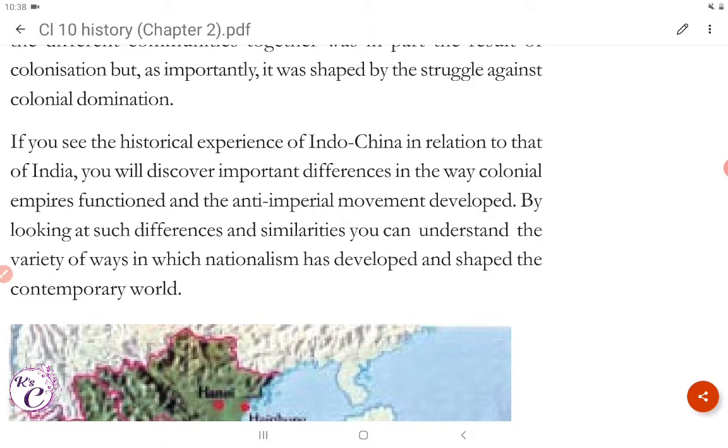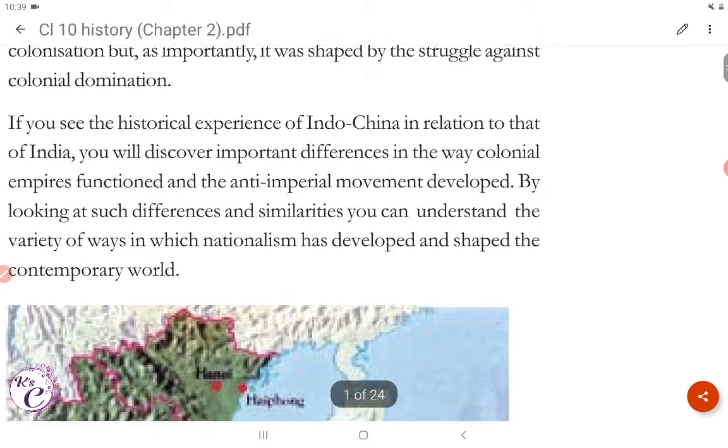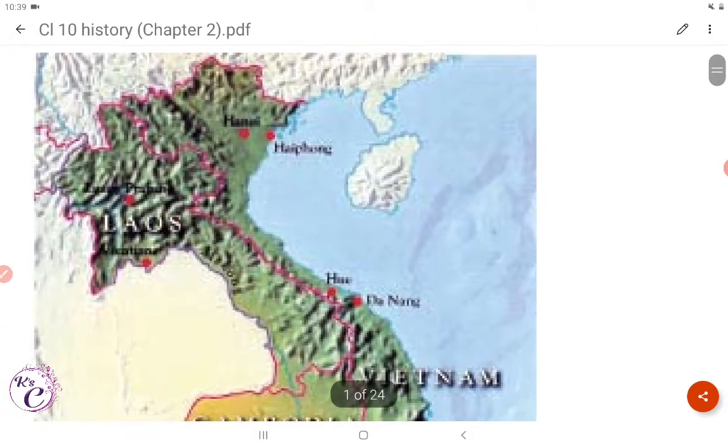If you see the historical experience of Indochina in relation to that of India, you will discover important differences in the way colonial empires functioned and the anti-imperial movement developed. By looking at such differences and similarities, you can understand the variety of ways in which nationalism has developed and shaped the contemporary world. So here's a figure.